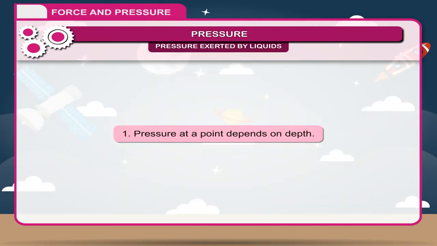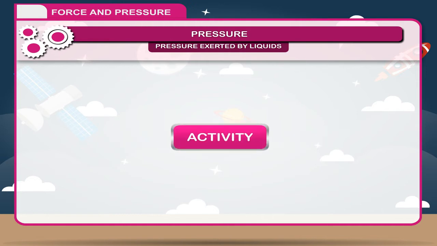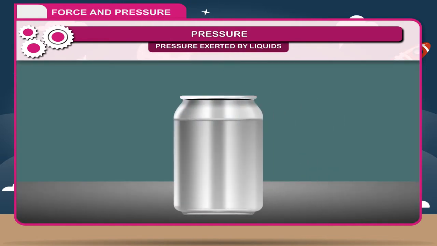1. Pressure at a point depends on depth. Activity. Take a container made of tin. Drill small holes at three various heights of the container, one below the other. Put water in the container and open the holes.